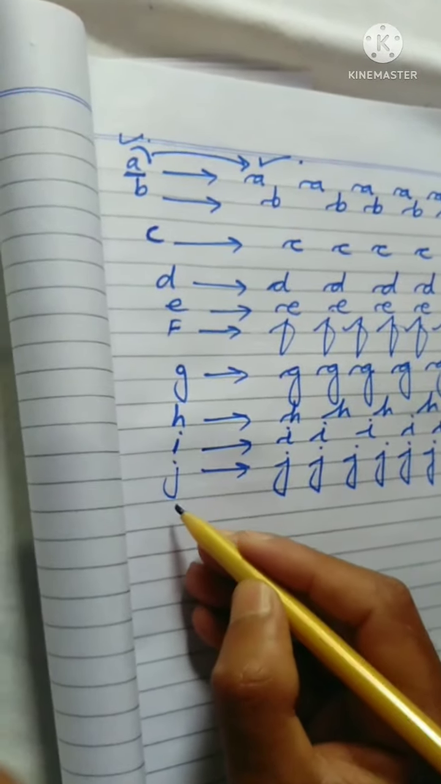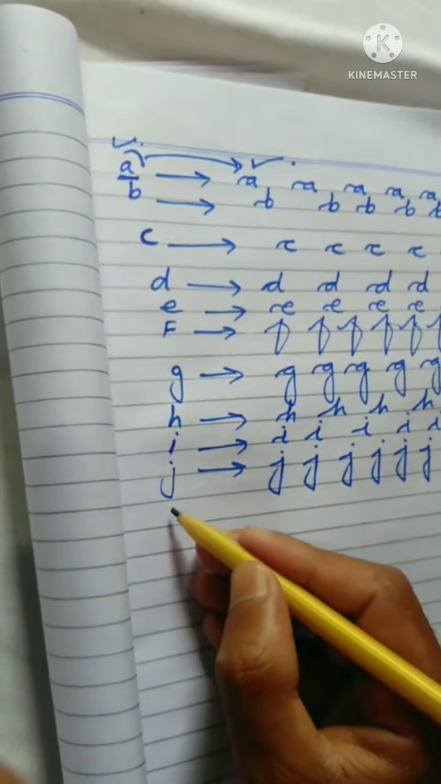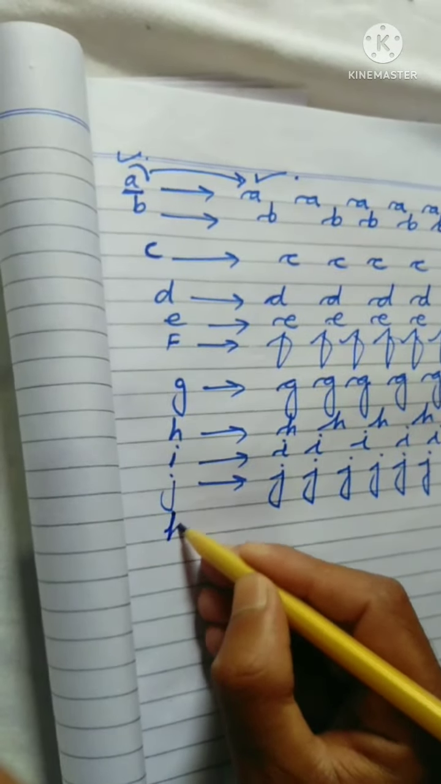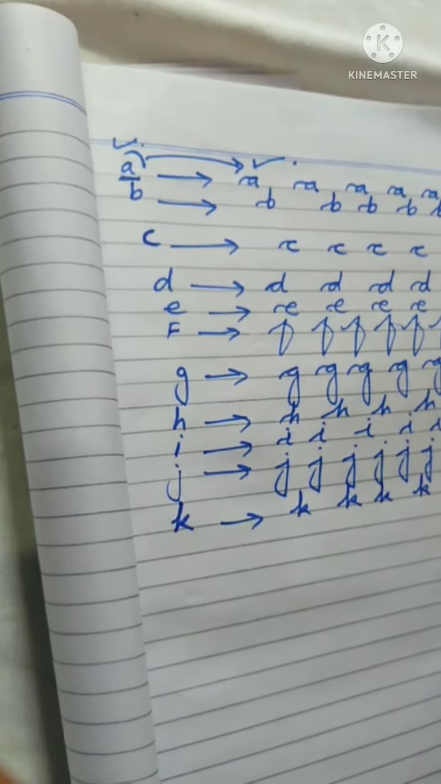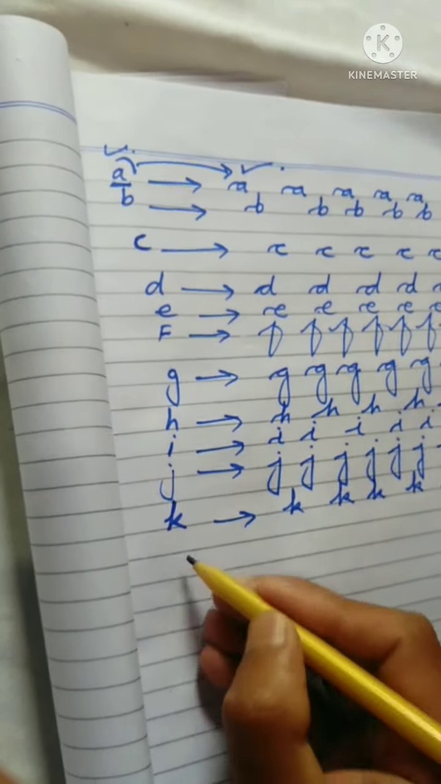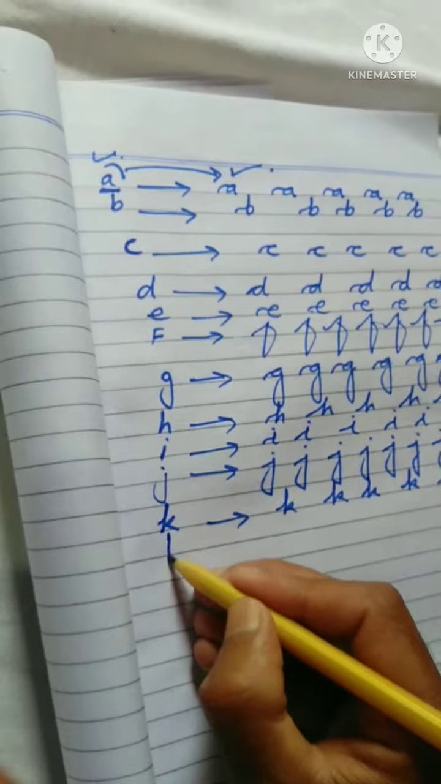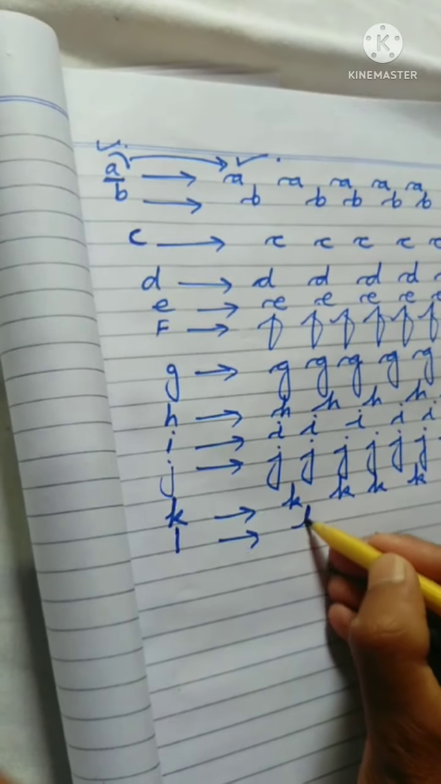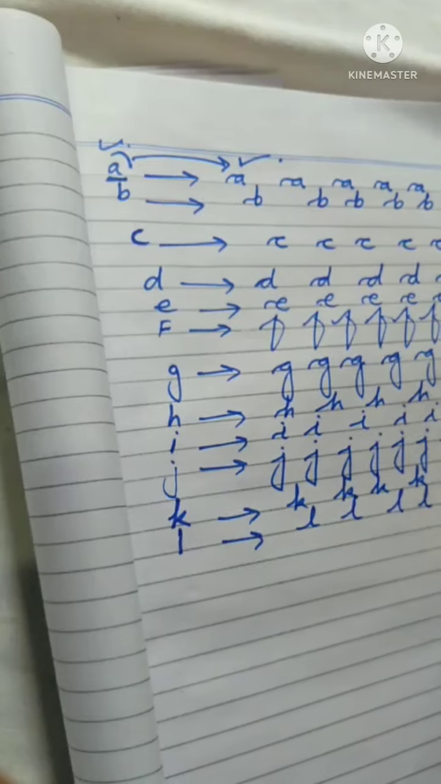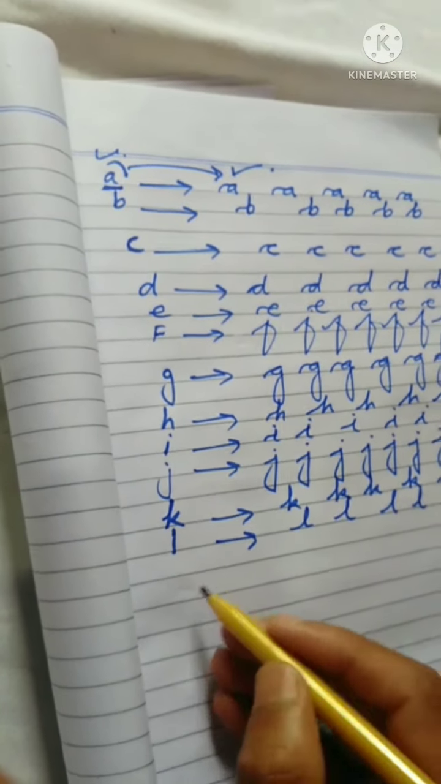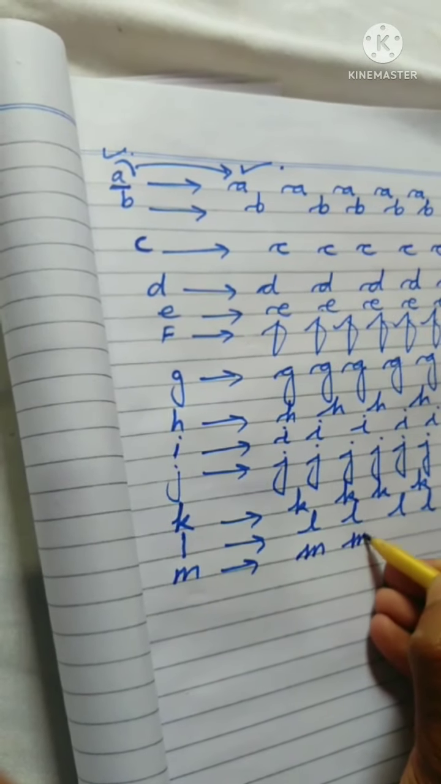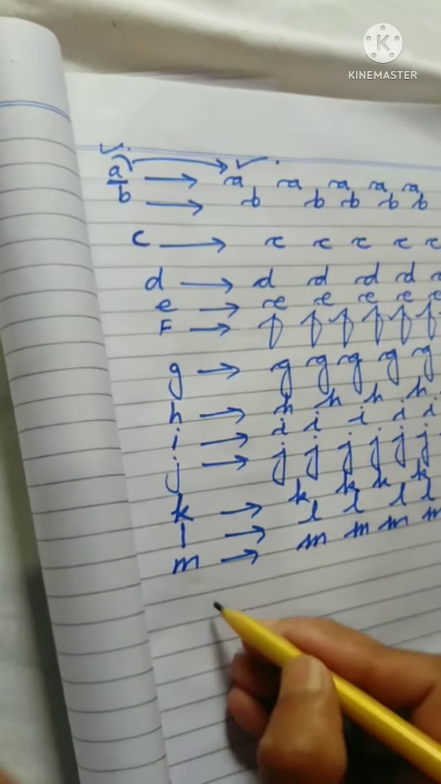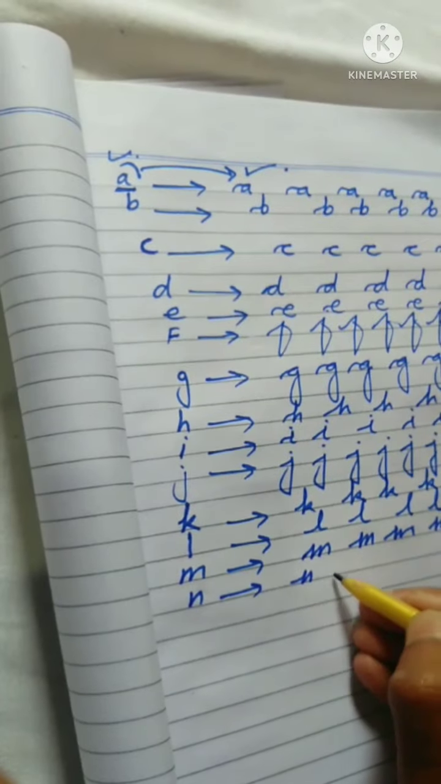H. After J, I write here K. L. M. In joint writing, we may write like this. After M, we may write N.